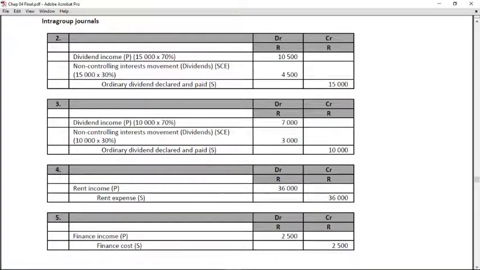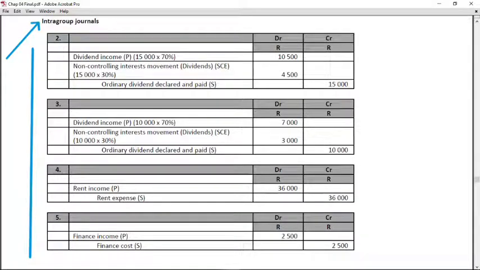All consolidation journal entries have a specific objective or purpose. We write them because we want to achieve something when we prepare the consolidated financial statements. The next category of consolidation journal entries is my intra-group journals. The purpose of all of these journal entries is to eliminate my intra-group transactions between the parent and the subsidiary.